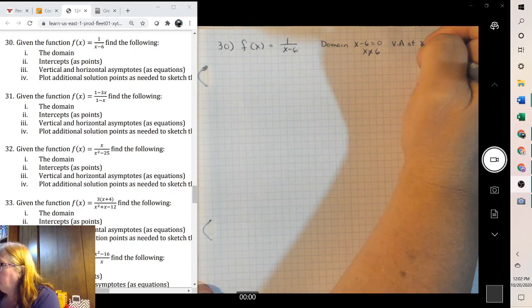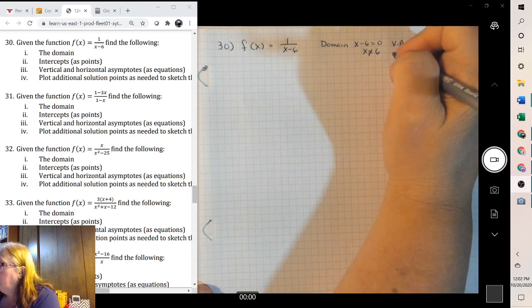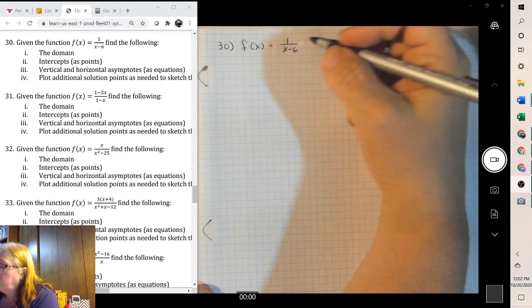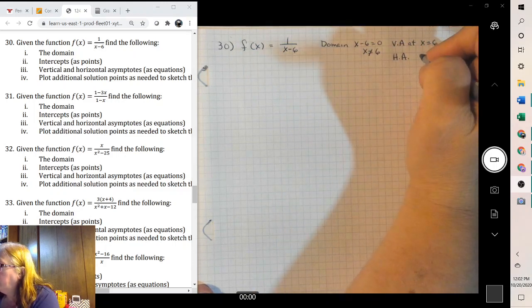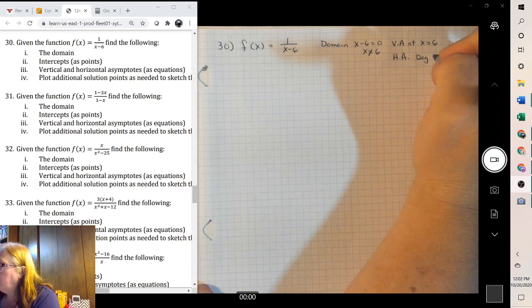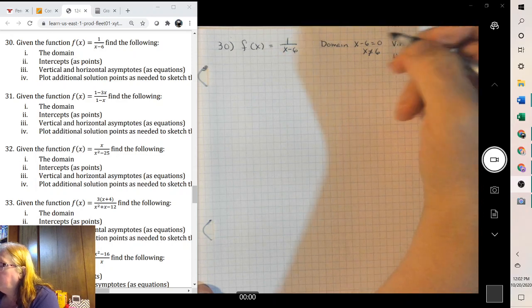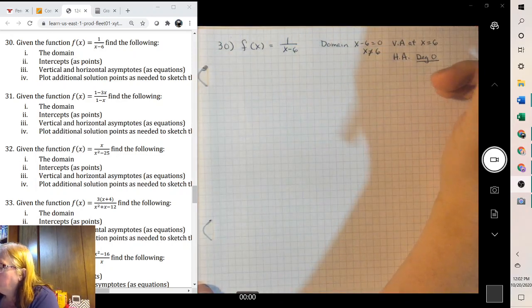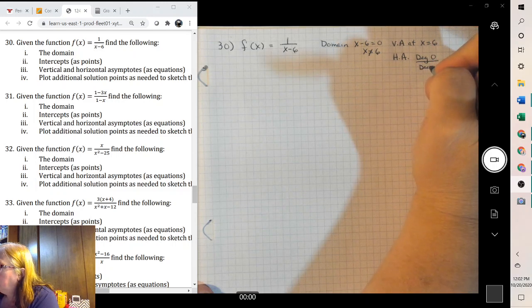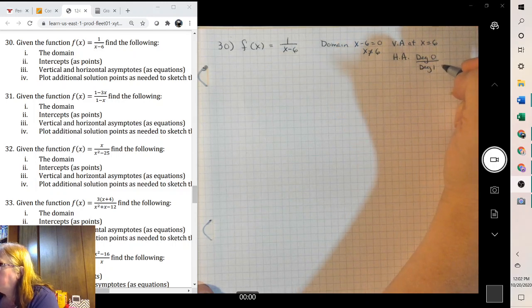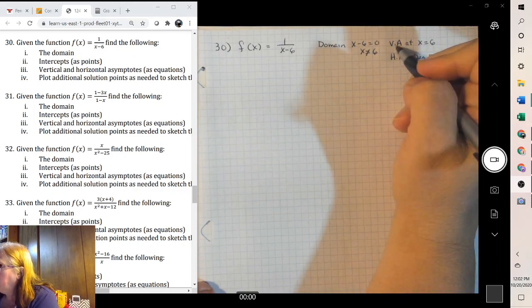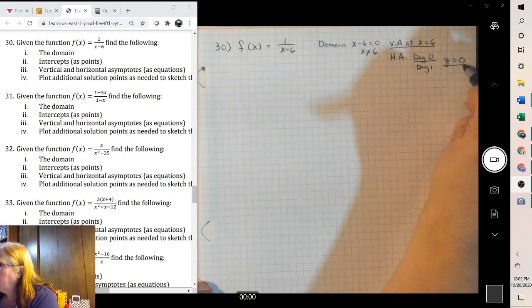at x equals 6. The horizontal asymptote: look at the degree of the top and the bottom. The degree of the top is 0, because it would be x to the 0 power, and the degree on the bottom is 1. When the degree on the bottom is larger, the horizontal asymptote is y equals 0. So we have our vertical and our horizontal.